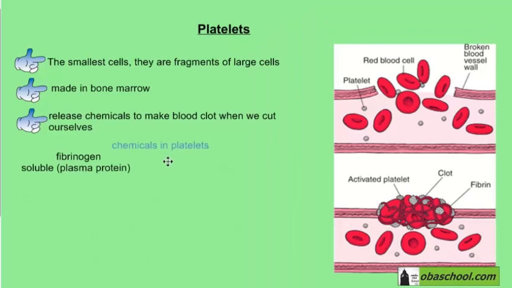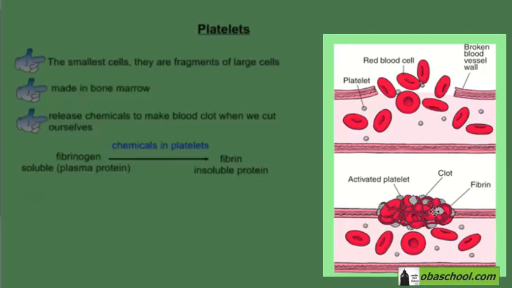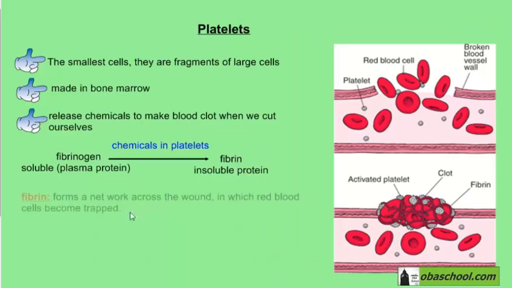So how does this happen? In the blood, we have a soluble plasma protein called fibrinogen. Chemicals in platelets will cause it to turn into fibrin, which is an insoluble protein. So now fibrin cannot dissolve in the plasma. It is solid. It is going to form a network. Here we see that they look like threads. It's going to form a network across the wound in which red blood cells are trapped.